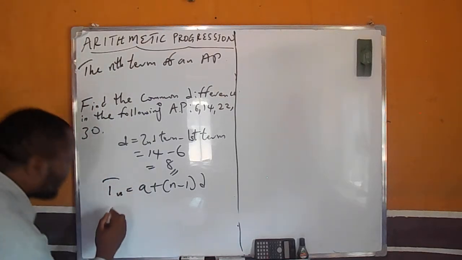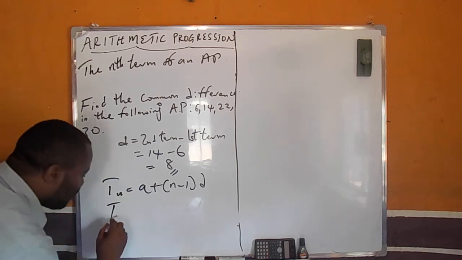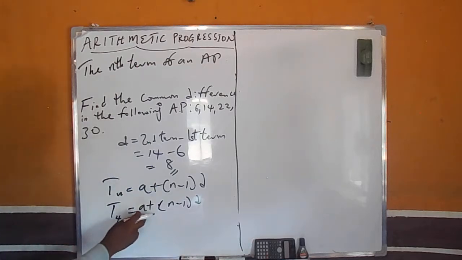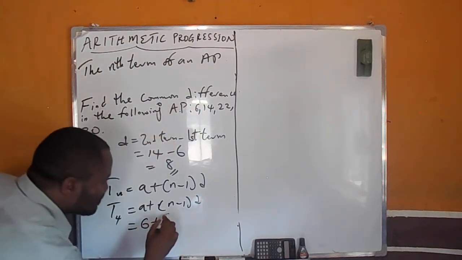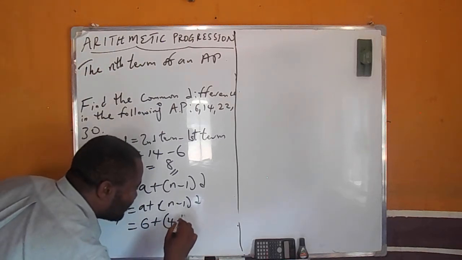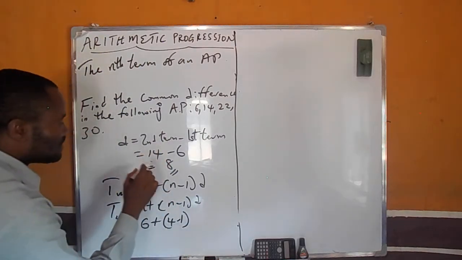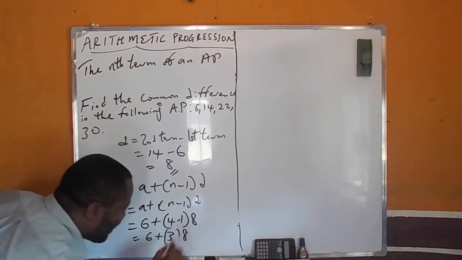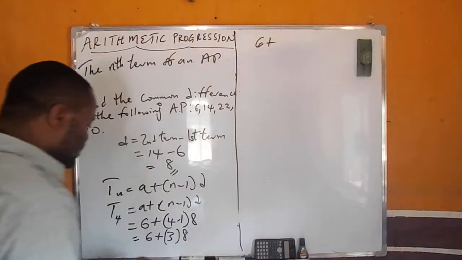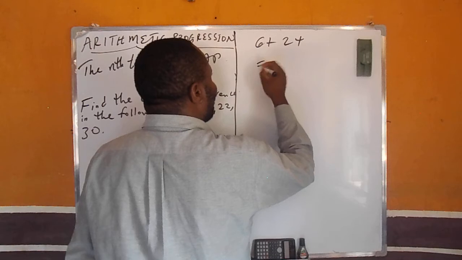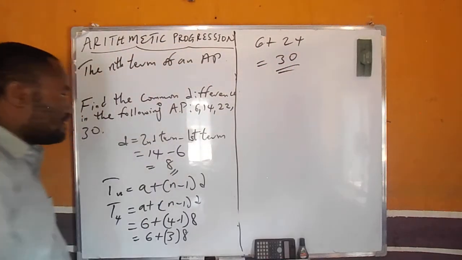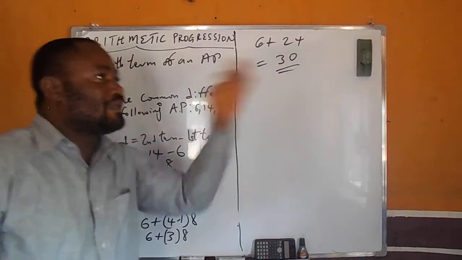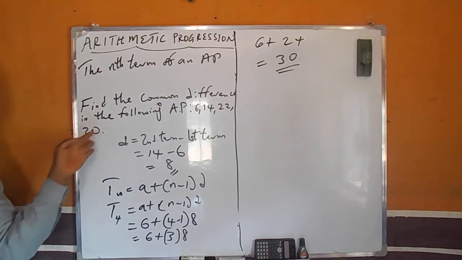Now, to solve this one, we say T4 equals A plus (n minus 1) D, where A is the first term, which is 6, plus bracket open n, which is 4, minus 1 bracket close, D, which is 8. That equals 6 plus 3 times 8, which is 6 plus 24, which equals 30. This 30 correlates with our last term here.